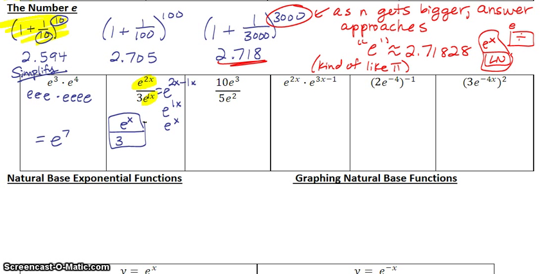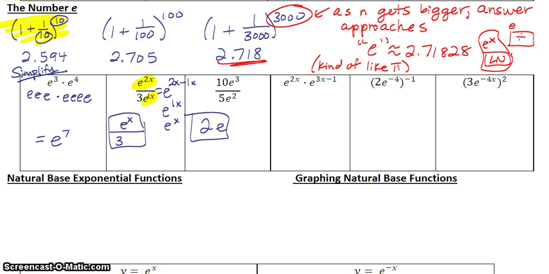Next example. For my numbers, 10 divided by 5 is 2, and for my e's, e cubed divided by e squared, I'm in my mind thinking 3 subtract 2, which is a positive 1. That's positive, so it just stays there, and I don't have to write the 1.